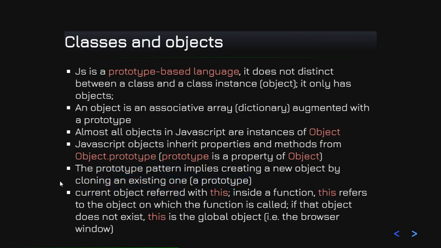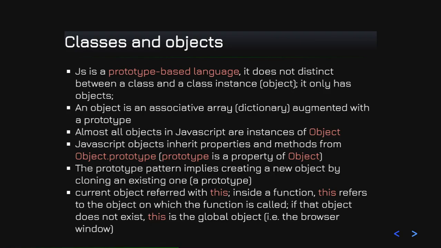The current object is, as in other programming languages, referred to with this. Inside the function, this refers to the object on which the function is called. If that object does not exist, meaning the function is called without a this qualifier, this is the global object, the browser window. Very different than other object-oriented programming languages.